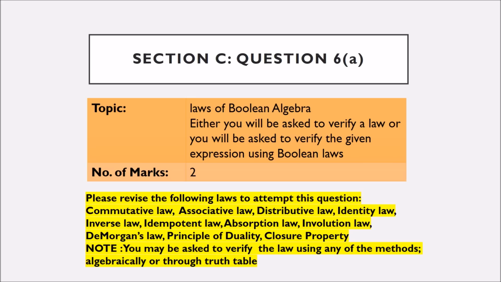Question number 6, part A, is of 2 marks and is based on the laws of Boolean algebra. Either you will be asked to verify a law or you will be asked to verify the given expression using Boolean laws. You need to revise the following laws to attempt this question: commutative law, associative law, distributive law, identity law, inverse law, idempotent law, absorption law, involution law, De Morgan's law, principle of duality, and closure property.